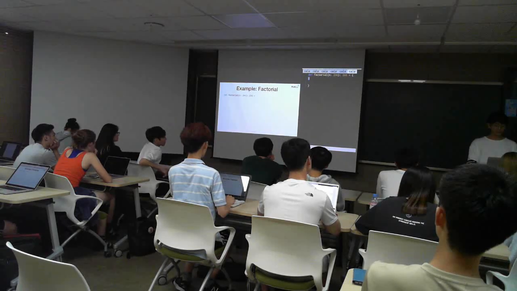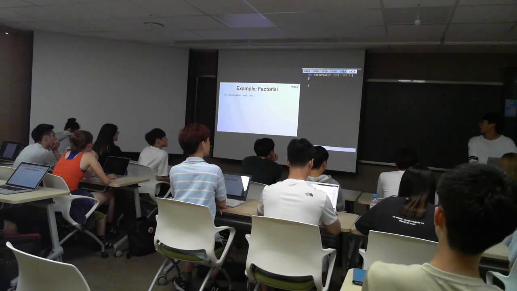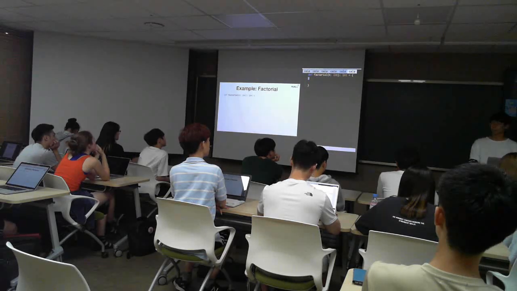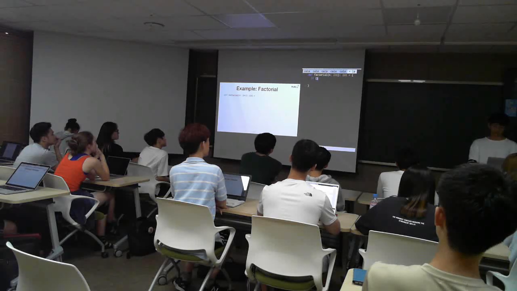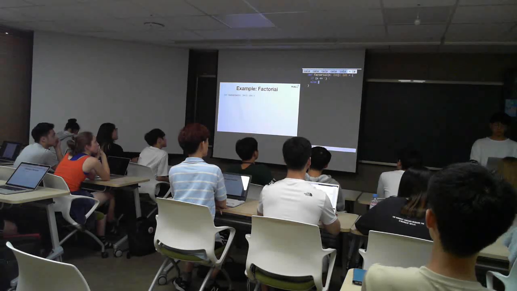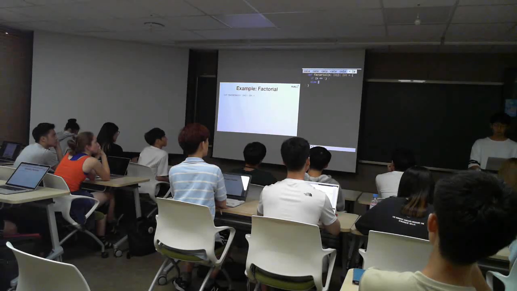Let's write it. First, we need a base condition which will terminate this recursion. So what would be the base condition for factorial? If n is smaller than 1, we can just return 1. Then now we have to write code for the inductive case. So what should we do here?